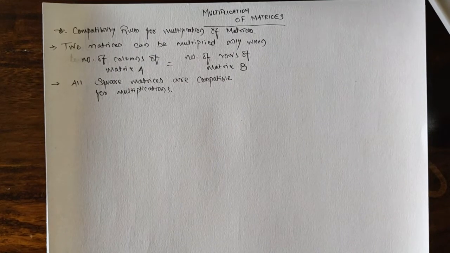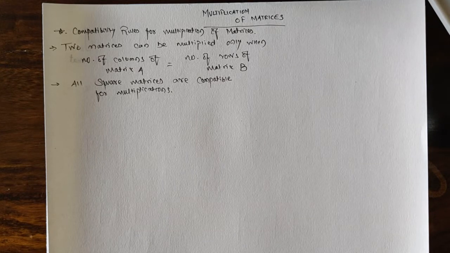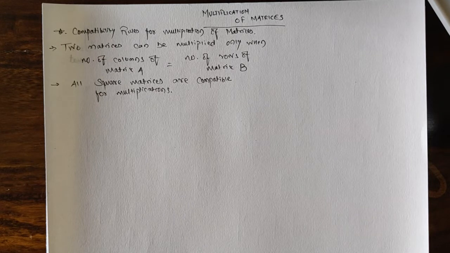So this topic is about multiplication of matrices. If you want to multiply two matrices, you must check the compatibility between the two matrices for multiplication. For checking the compatibility, there is just one rule. Two matrices can be multiplied only when the number of columns of the first matrix is equal to the number of rows of the second matrix.